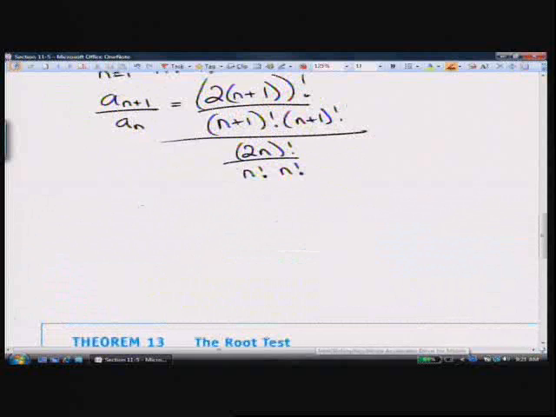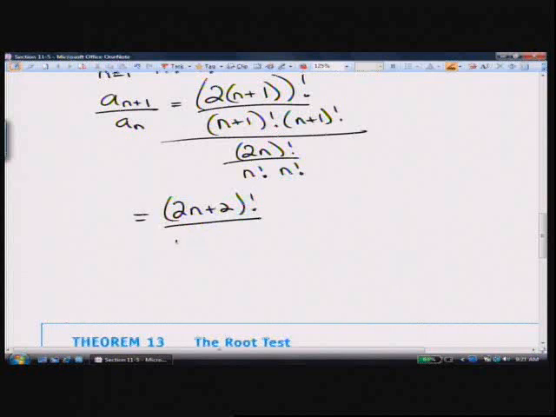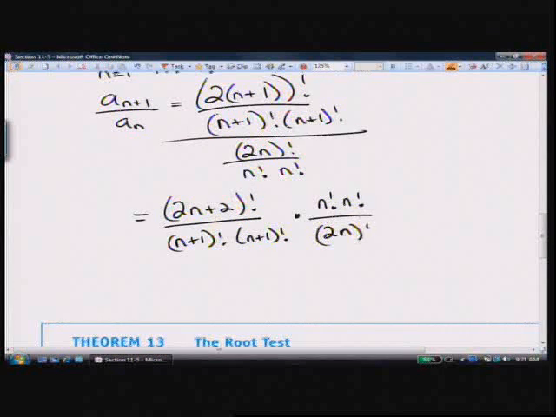All right, so let's clean this up so that I can distribute that 2 out. So that's going to be 2n plus 2 factorial over n plus 1 factorial times n plus 1 factorial, and then times, let's see, I flipped this one, so it's going to be n factorial times n factorial over 2n factorial. Okay?